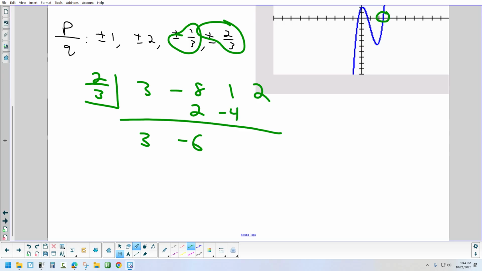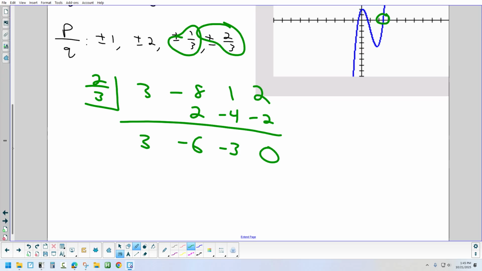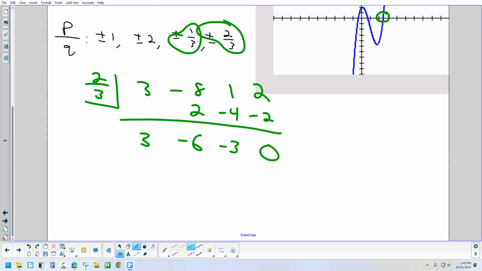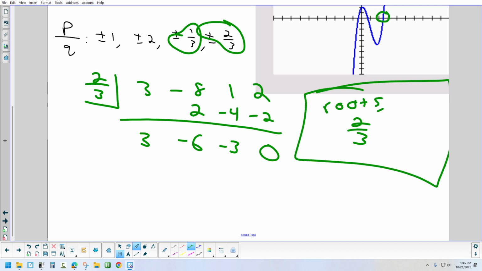1 plus negative 4 gives me negative 3. And what's 2/3 times negative 3? Negative 2. Yep, negative 2. Add that last column, you get 0. We already knew it was going to be 0. That's why we checked it. And now we've definitely proven 2/3 is a root. Okay, so we got the first one.